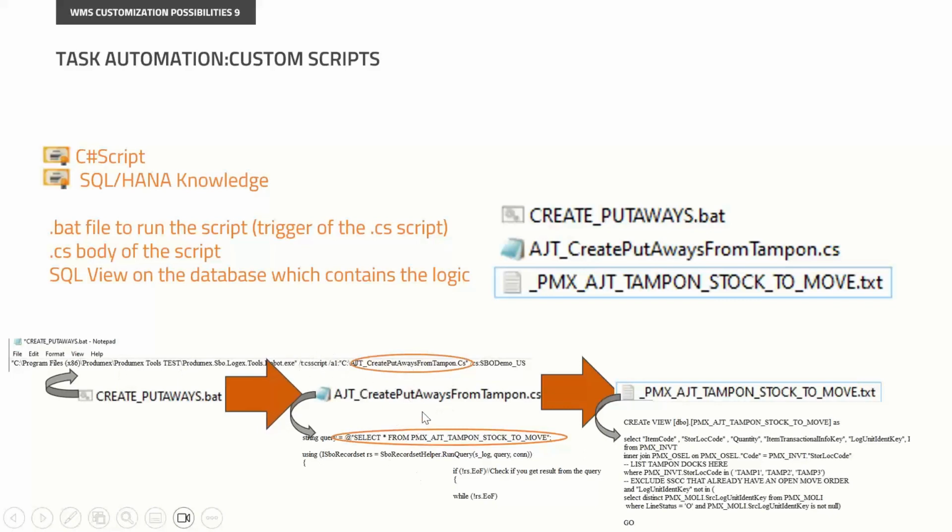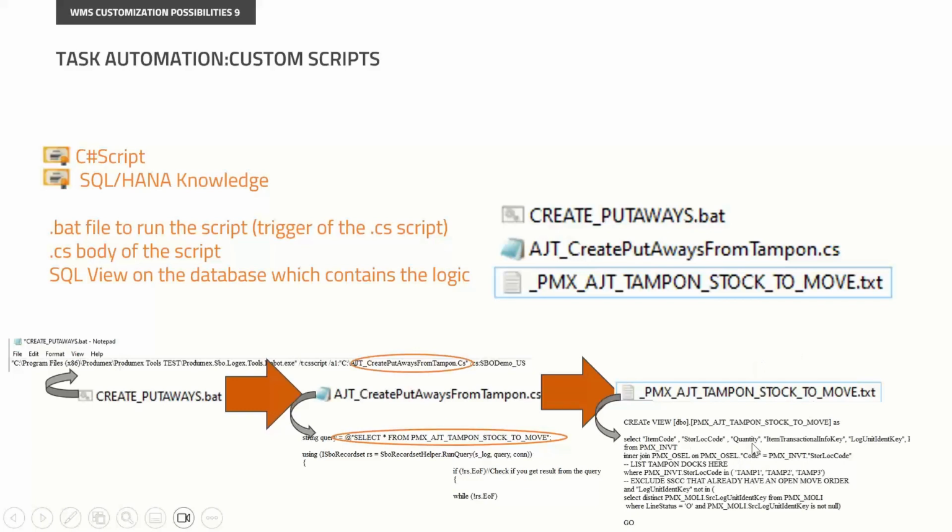Once the script is running, we will select the data from a view. So the script is generating specific actions, which is creating move orders. But which stock do we need to move? What is the data which is susceptible to be moved is selected on a view, right? Which is called from the script. And in this view is the business logic.